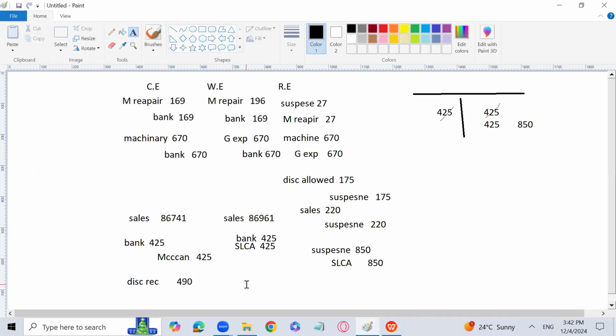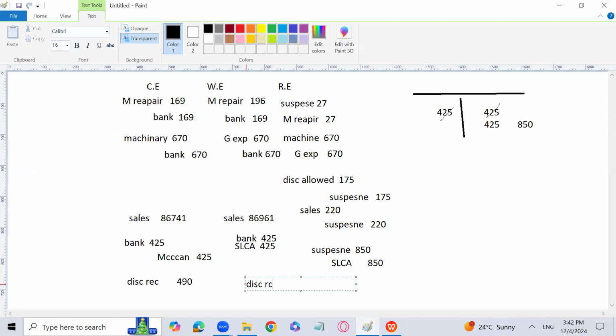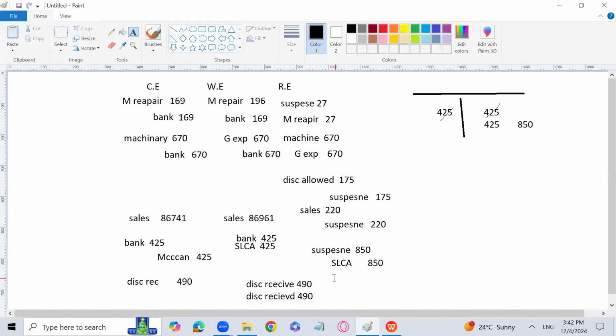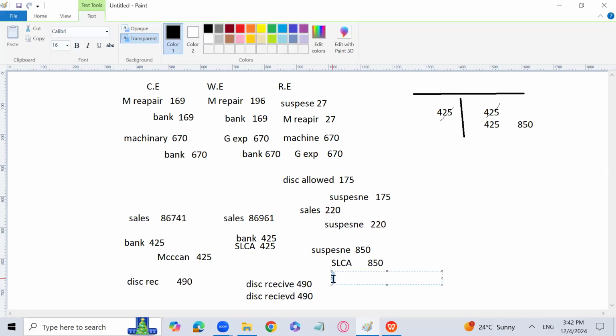In the wrong entry, we have given credit to discount received 490, but twice. Either you will write it with the double amount or you will credit discount received twice. Now, you have to rectify the error. First of all, you need to correct the mistake.